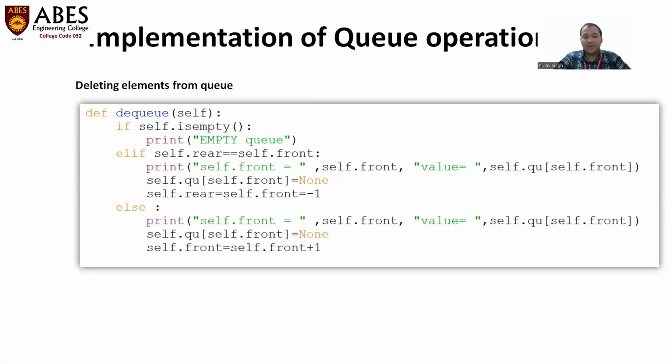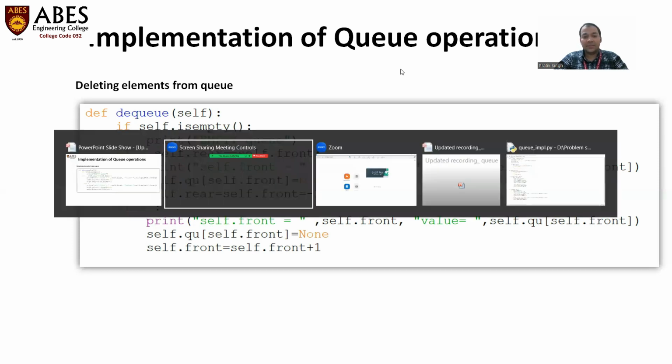To delete an item from the front, we first check whether our queue has any item or not. So check if self is empty, and print empty queue if the value is true. Otherwise, if rear is equal to self dot front, then there is only one item in our queue; set it equal to None and update the values of rear and front to -1. Otherwise, update the value of front by adding 1. To implement our concept, we use the IDLE given by Python.